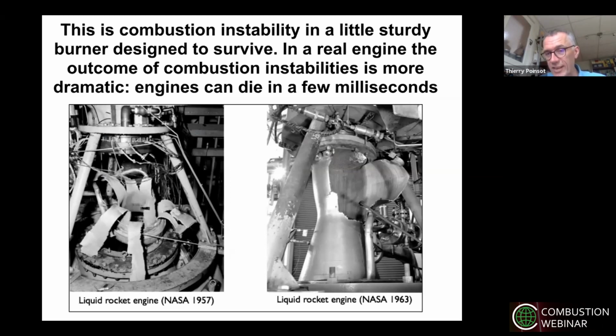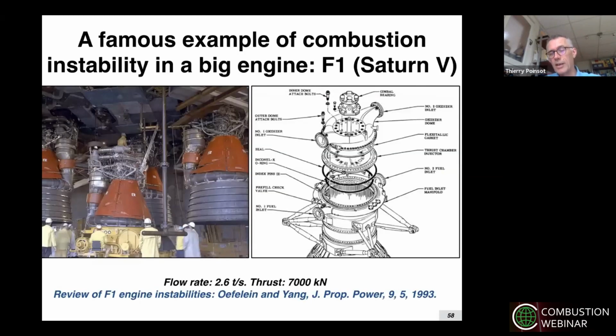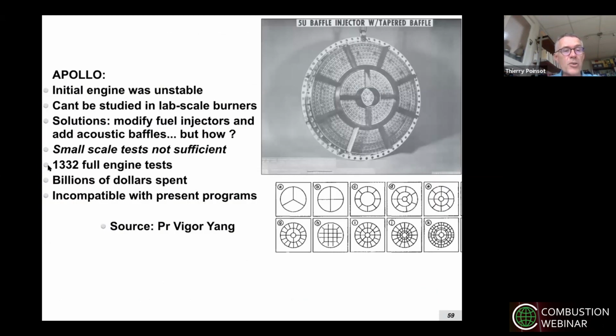And the most famous example of such a problem was the F1 engine in the Apollo project, where this big engine, there were 5 of them here, these big engines were unstable, and they were giving a lot of problems in terms of design. This is actually probably the largest combustion program ever performed. You have here a number which is just amazing for those of you doing experiments. In 2 years, NASA had to run more than 1,000 full engine tests, adding baffles, modifying the shape of the injectors, playing with all kinds of shapes to try to minimize the pressure oscillation.